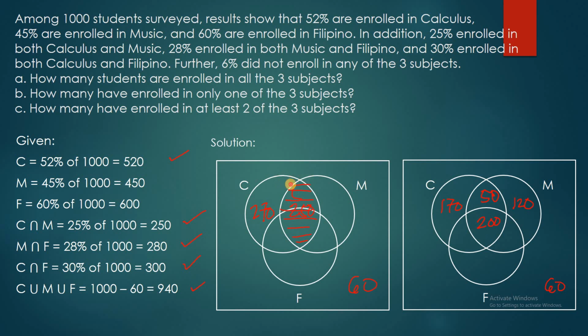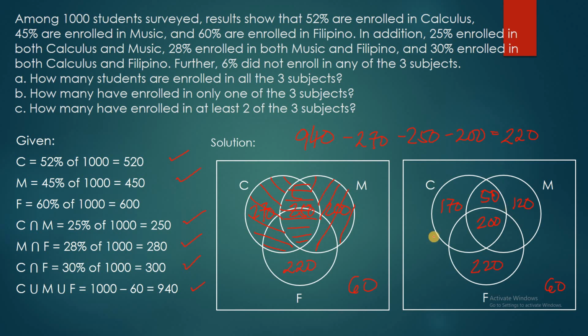So this one is already completed. Set C now is complete. That is 520. And then on set M, I already have 250. I just need an additional 200 to complete the set of M, which is 450. So this is clear. That is now shaded. I just utilize again the union of all three sets, which is 940 minus 270, 250, and 200. So this should be equal to 220. So this is 220, and this is 220.